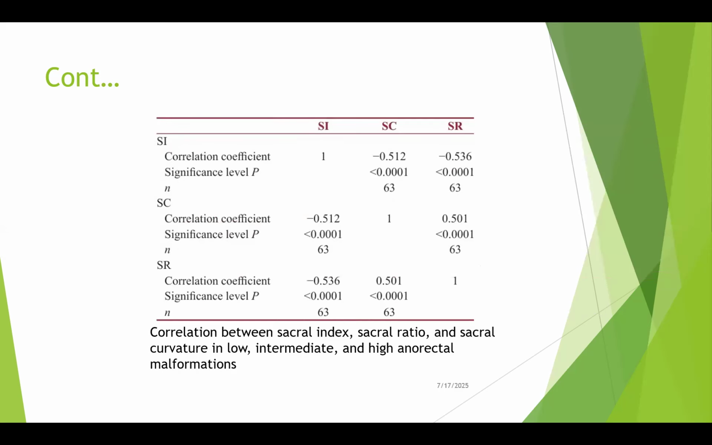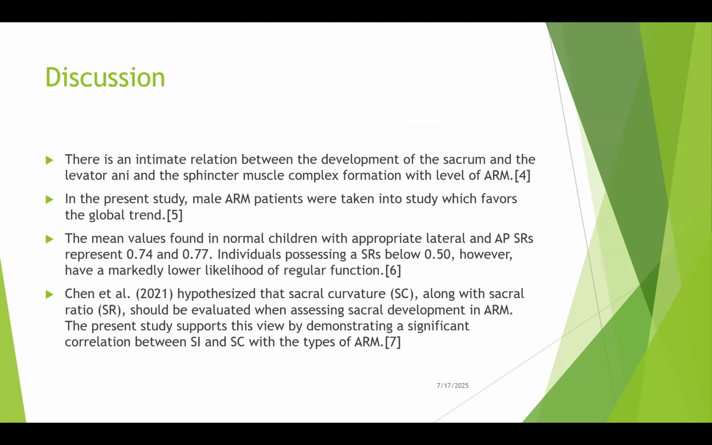This is the Karl Pearson coefficient table, which shows an inverse relationship between sacral index and sacral ratio and sacral curvature, with a significant p-value. The relationship between sacral curvature and sacral ratio was proportional, with a significant p-value. There is an intimate relationship between the development of the sacrum and the levator ani and sphincter muscle complex formation with the level of ARM.